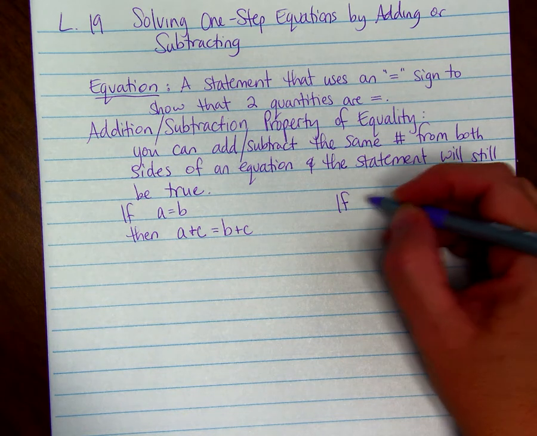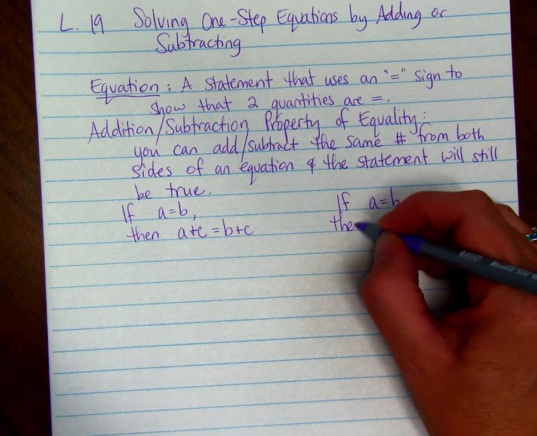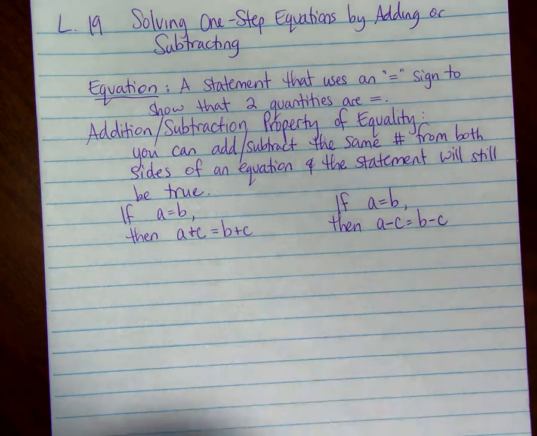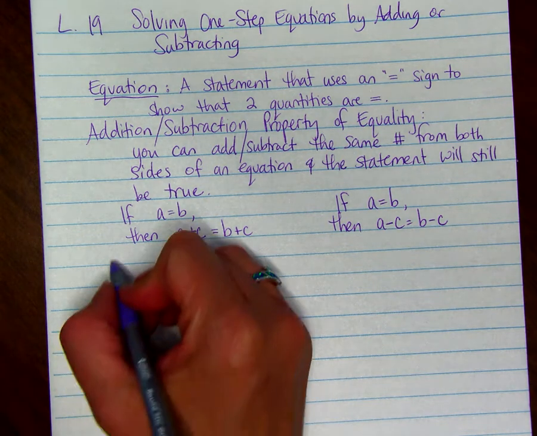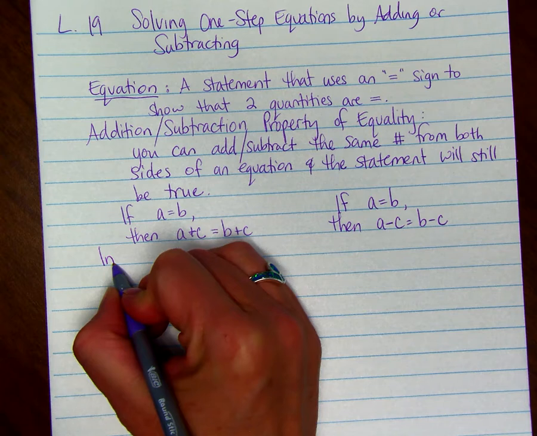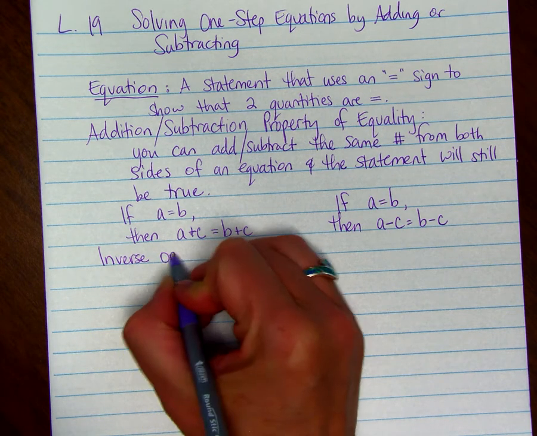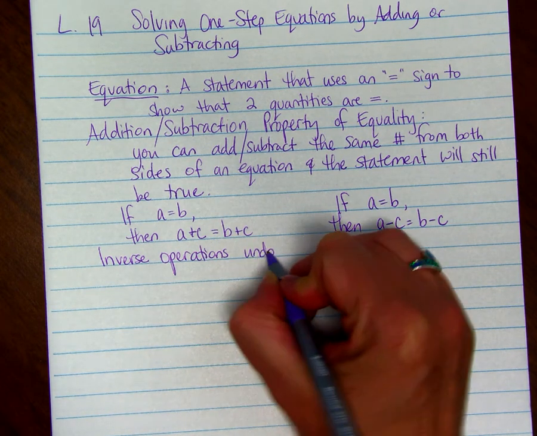The subtraction property of equality says if A equals B, then we can subtract the same amount from both sides and it will still be equal. Now when we solve equations for an unknown variable, we use what's called inverse operations. Inverse operations undo one another.